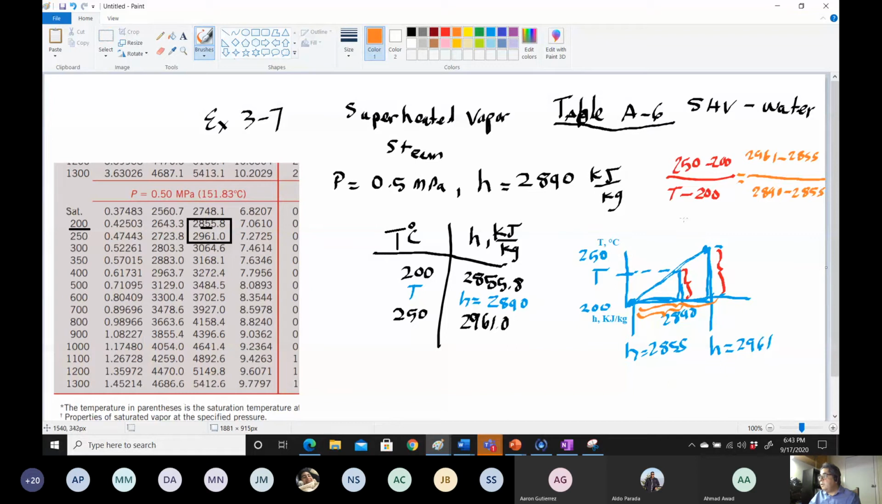So then you solve for T, right? You're going to solve for that unknown. T in this equation should be equal to 216.3 degrees C. And now it's in between 200 and 250, right? So it's right here. So that's how you do it. Basically, you solve for T. Calculators kind of have that interpolation function. That's how you do a linear interpolation.